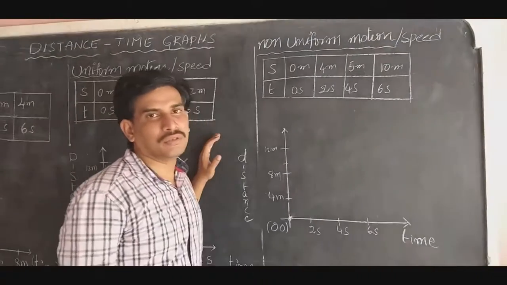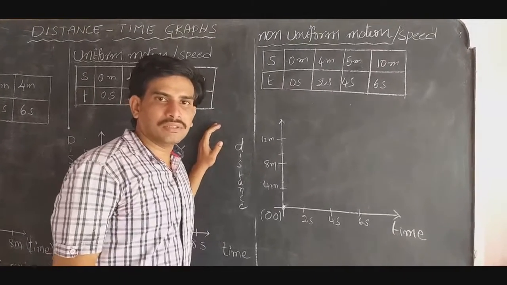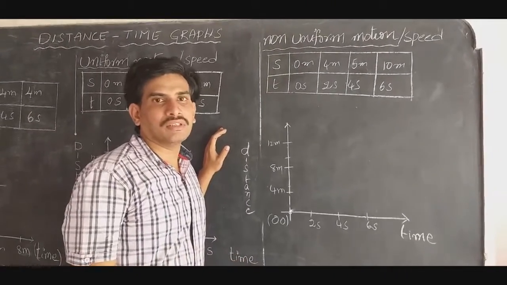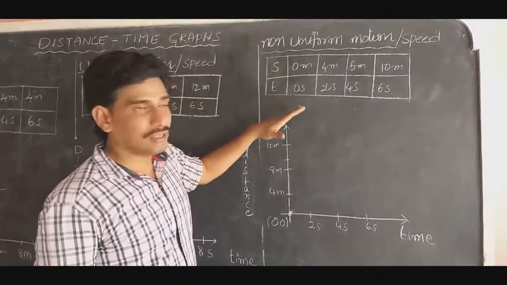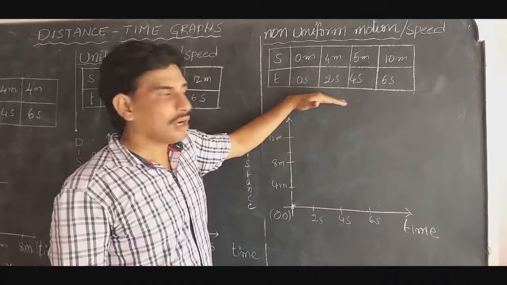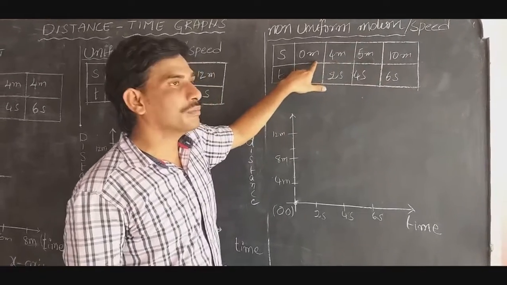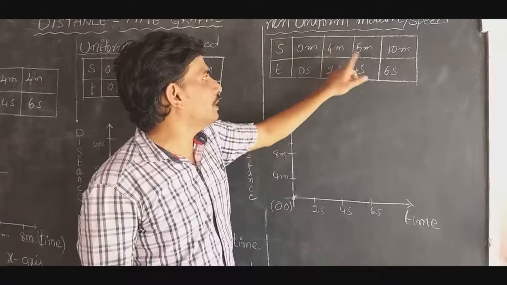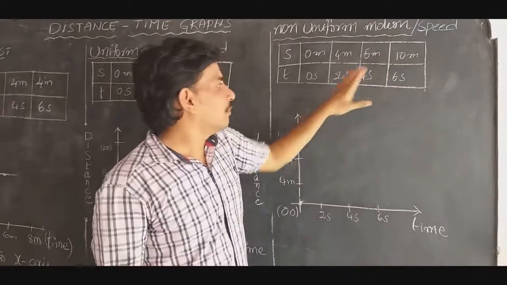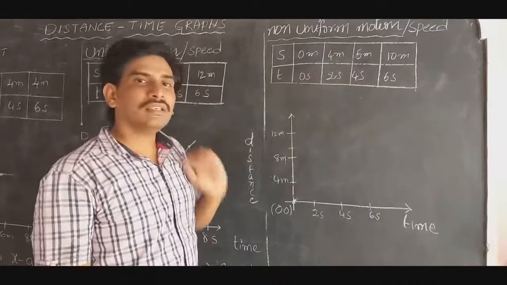Non-uniform motion or non-uniform speed. What is non-uniform speed? If an object covers unequal distances in equal intervals of time, then the motion is non-uniform. Here I took a similar example. Here the object covers unequal distances in equal intervals of time. Here you can see that the gap between the 4 meters here and between these two is only 1 meter, and between these two only 5 meters, but the time intervals are equal. That means the object covered unequal distances in an equal interval of time.